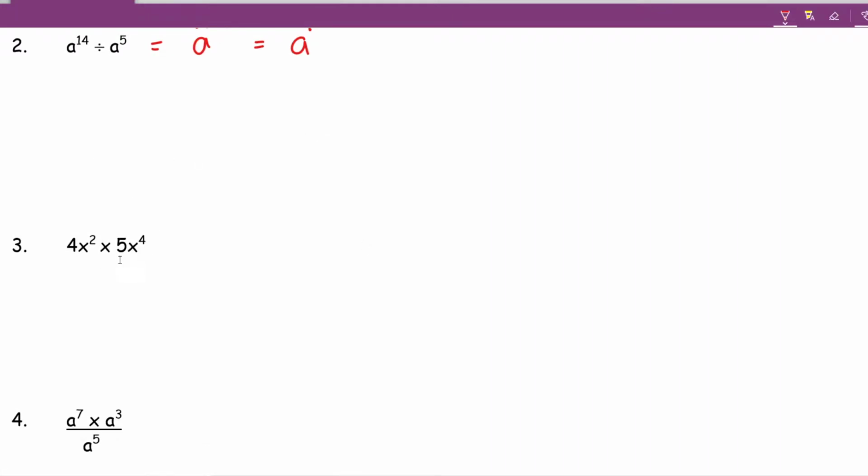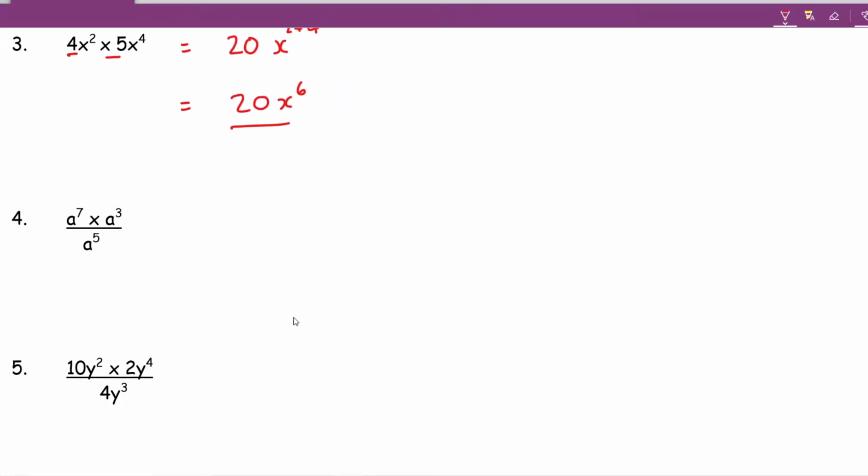Now, we get to something like this. We're multiplying, so first of all, 4 times 5 is 20. And just be careful, this is a multiplication sign, so these x's are the ones where the base is the same, so you've got x squared and we times them, we add the powers, 2 plus 4. So remember 4 times 5 is 20, then x squared times x to the power 4 is 2 plus 4, so that will give me 20 x to the power 6.